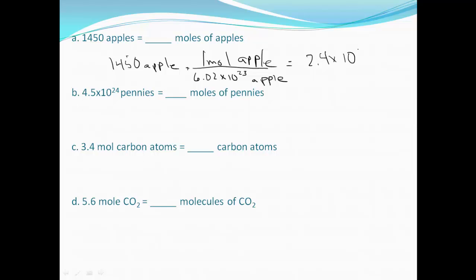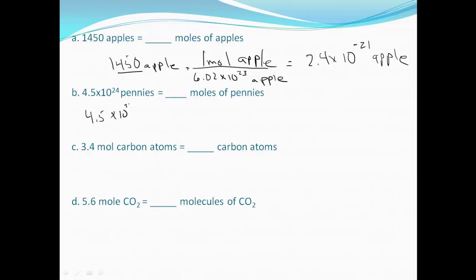Now, are you expecting a large number or a small number? We're dividing 1400 by a huge number, so we're going to expect a very small number. Let's move on to the next one.